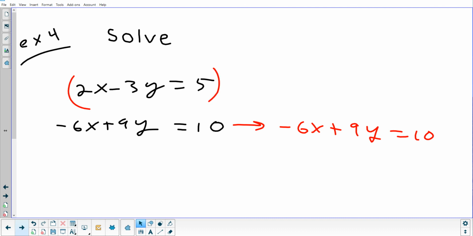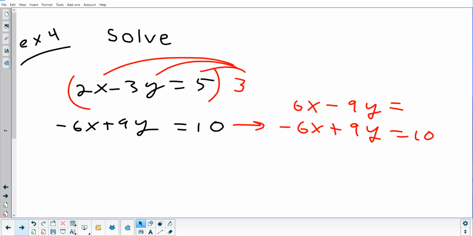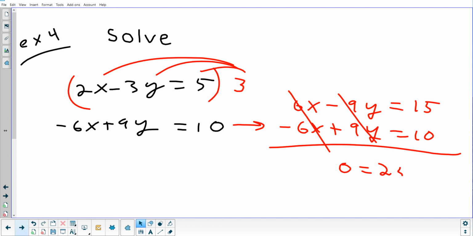So if the bottom one is a -6, we want the top one to be +6. How do we make that happen? By 3. So that's going to give me 6x minus 9y equals 15. Okay, when I add up my x's, what happens? 0. Gone. My y's? 0. Gone. My constants? So I get 0 equals 25.